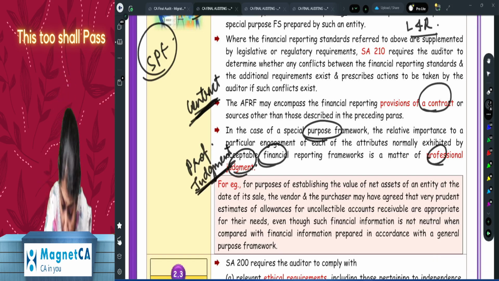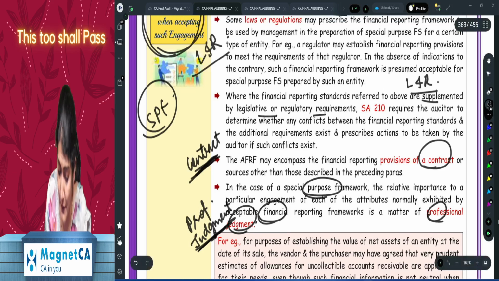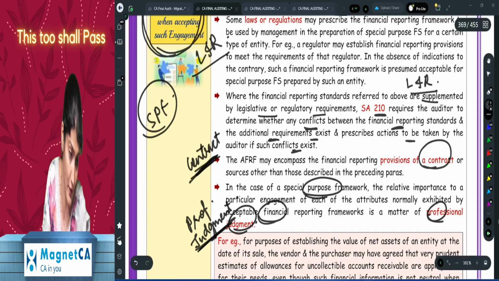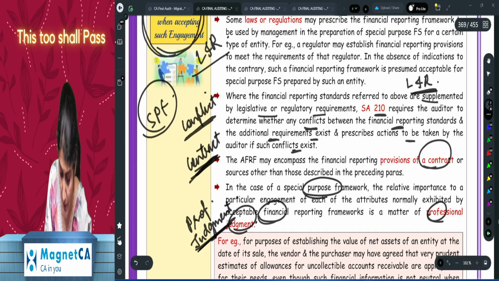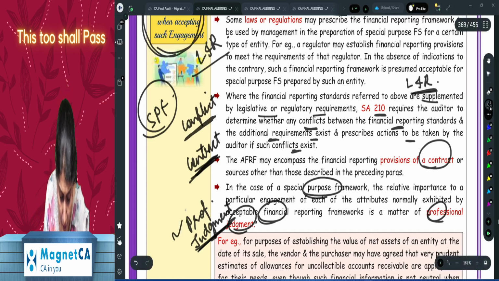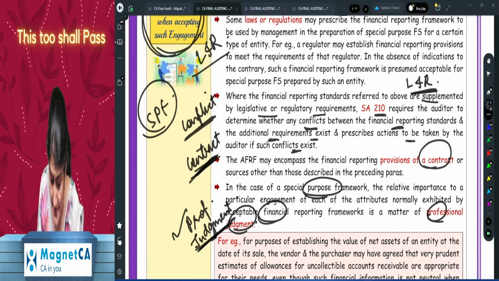Right, so the acceptability of the AFRF is supplemented by legislative and regulatory requirements. SA 210 requires the auditor to check whether there is any conflict between the financial reporting standards and the additional requirements, and what actions have been taken if there is a conflict. So laws, regulation, then if there is any conflict, then whether it is as per the provisions of any contract and whether it is acceptable or not, determining that is ultimately a matter of the professional judgment for the auditor.